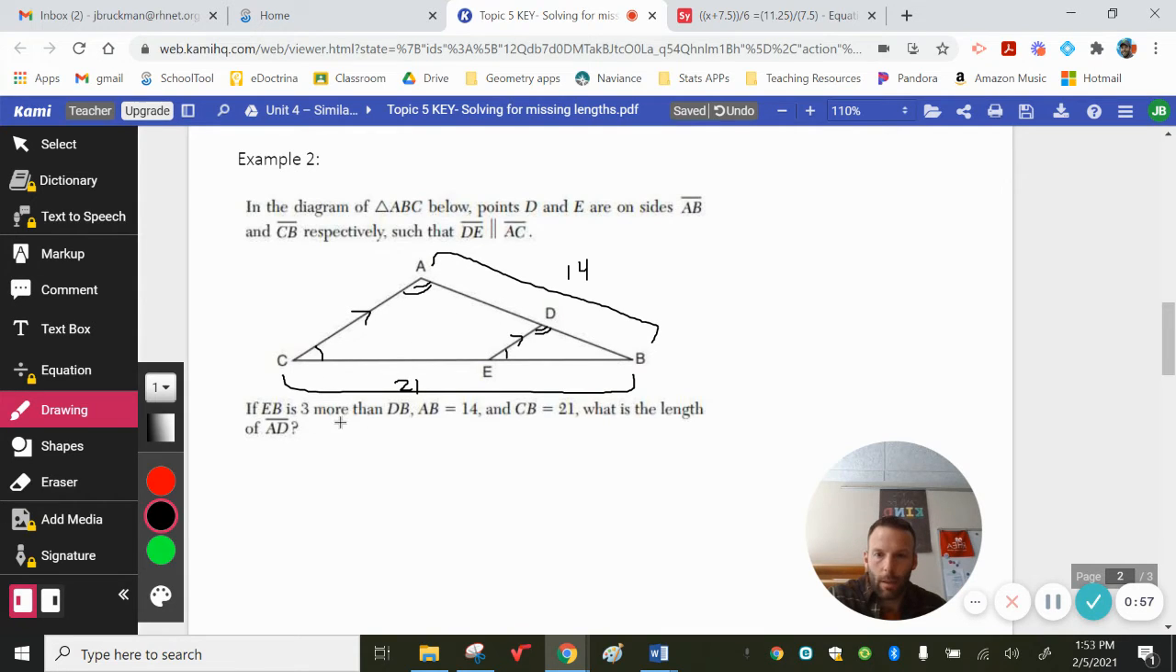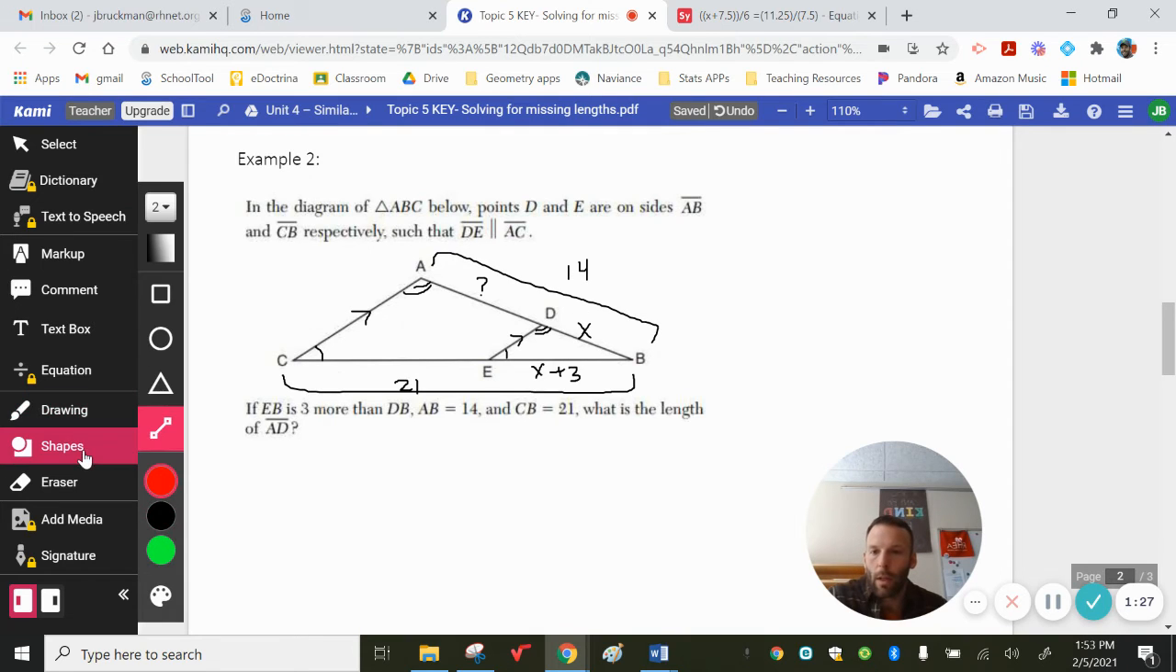Well, first, let me go back to this part. The length from E to B is 3 more than DB. So I'm going to call the DB X. That means if EB is 3 more than that, then this is going to be X plus 3. Now, I want to know what this length is right there. And that length is going to be the difference when the whole thing's 14. If I knew what this value of X was, then I could find what this is because these two things have to add up to 14.